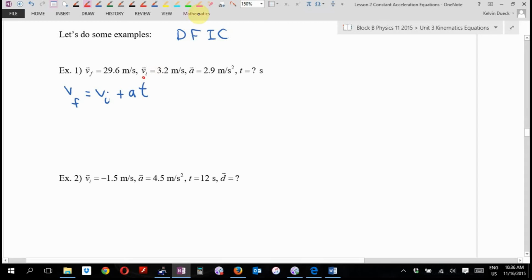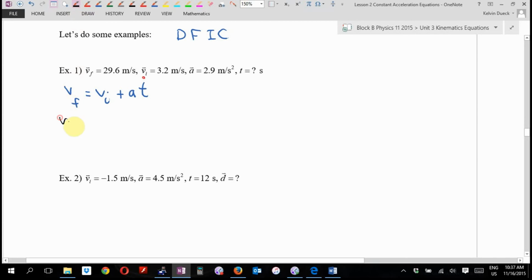How? Well, what's the A doing to the T? Adding, subtracting, multiplying, or dividing? Multiplying. How will I move the A over? Divide. Later. What's the VI doing? Adding. How do you know? Plus. How will I move the VI over? Subtract. You okay with that? So here's my new equation. This is not on your formula sheet. Please don't try and memorize it. This is how you can derive it. And this is what I want to teach you.